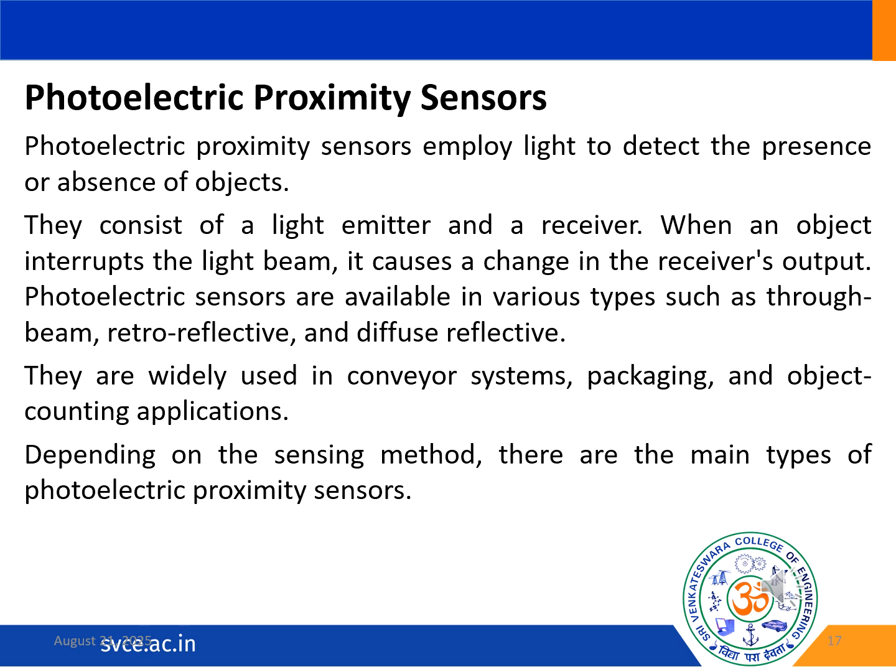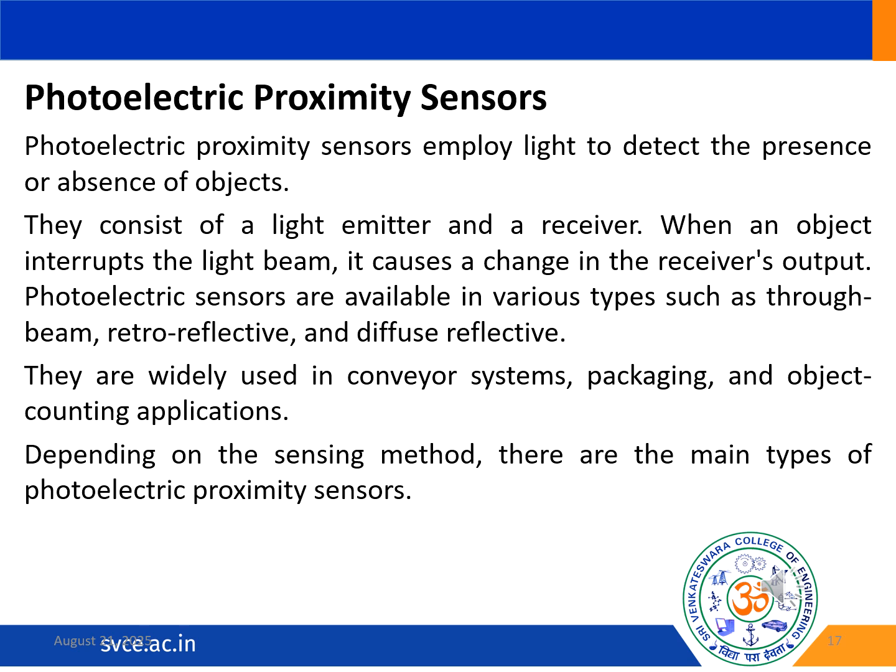So it consists of a light emitter and a receiver. When an object interrupts the light beam, it causes a change in the receiver's output. Photoelectric sensors are available in various types, right? We call them retroreflective and diffuse reflective. They are widely used in conveyor systems, packaging, and object counting applications. The advantage is that it has the largest sensing range, and it is the most accurate of the sensing techniques. So it is one of the useful sensors. That is nothing but the photoelectric proximity sensor.